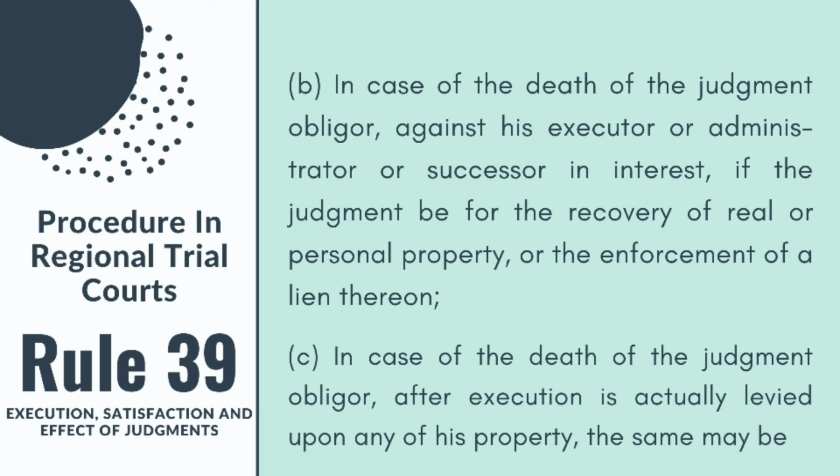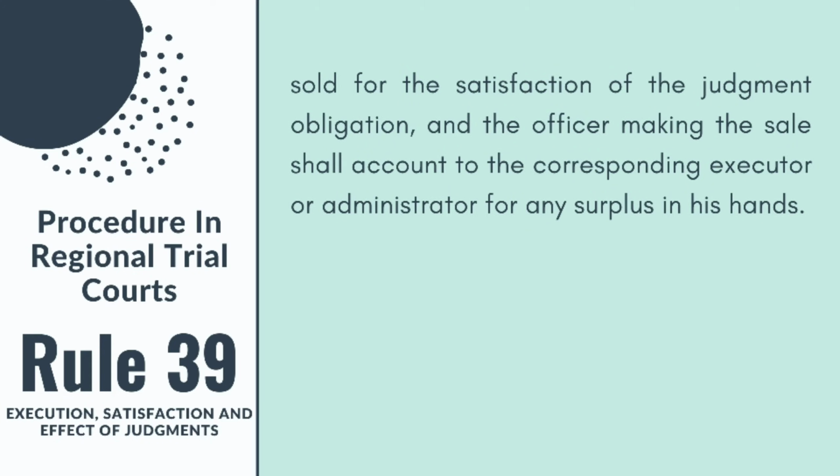C. In case of the death of the judgment obligor, after execution is actually levied upon any of his property, the same may be sold for the satisfaction of the judgment obligation, and the officer making the sale shall account to the corresponding executor or administrator for any surplus in his hands.